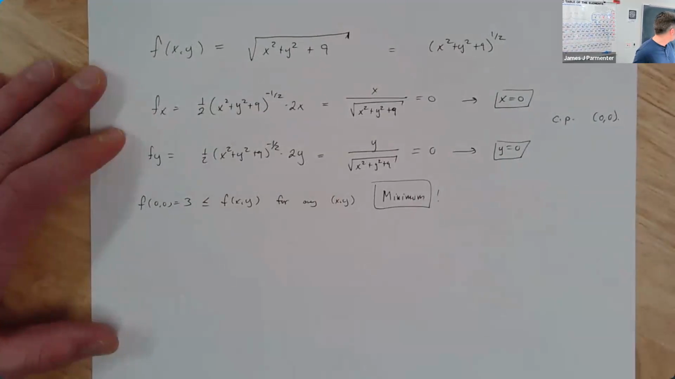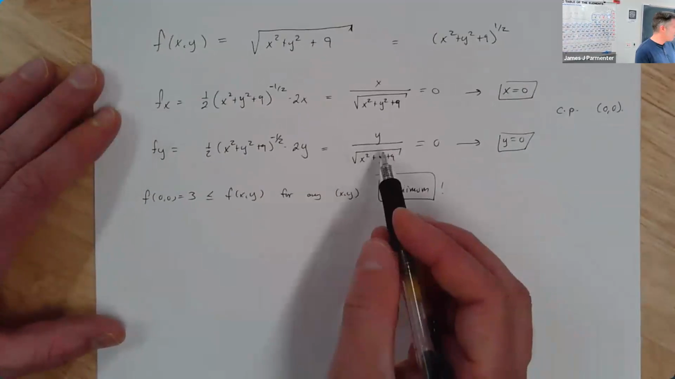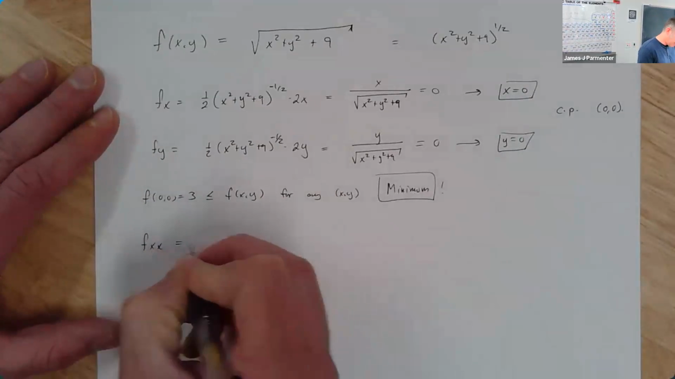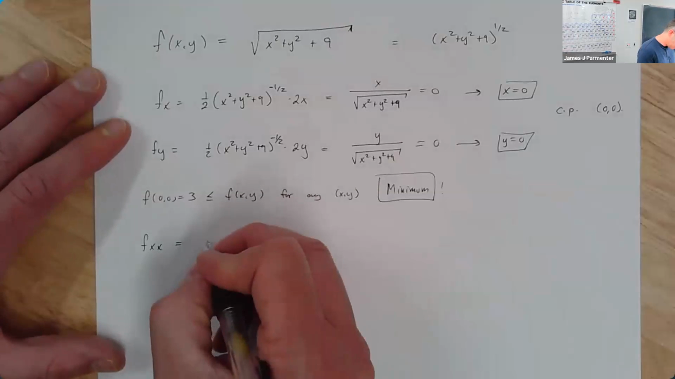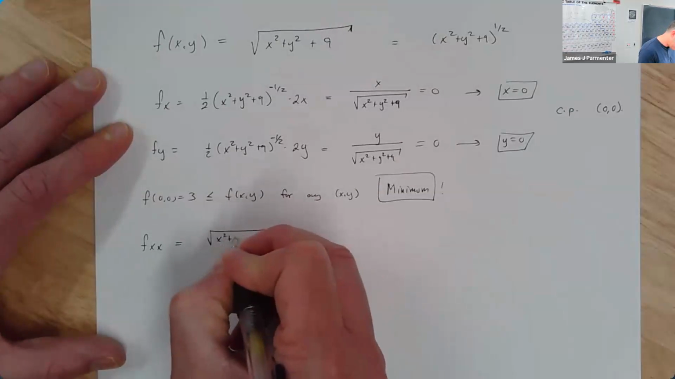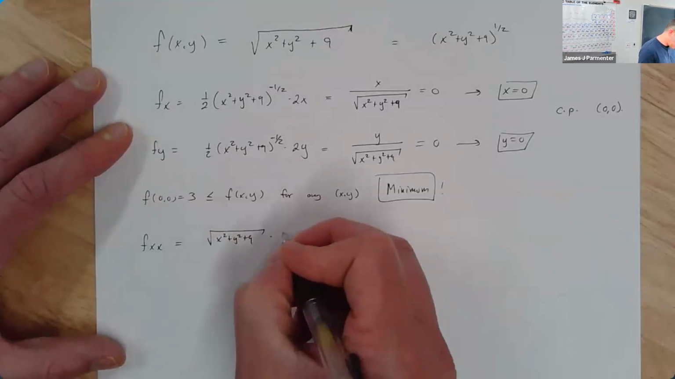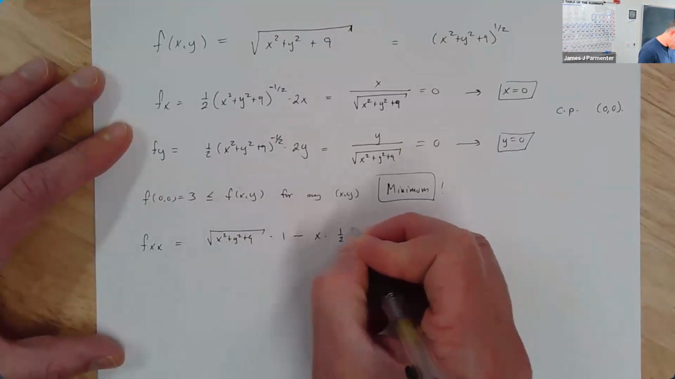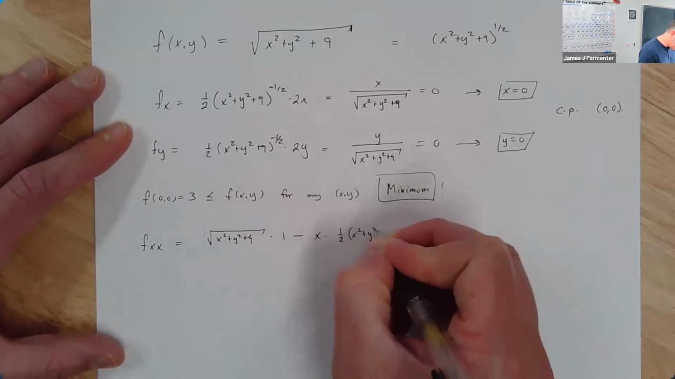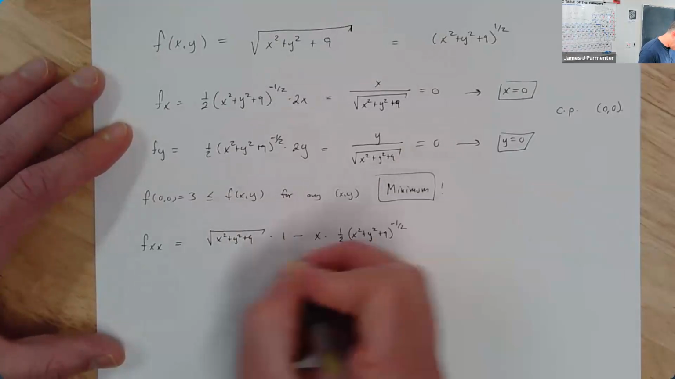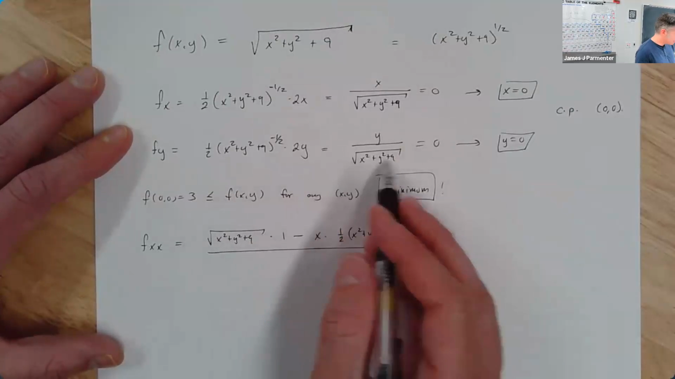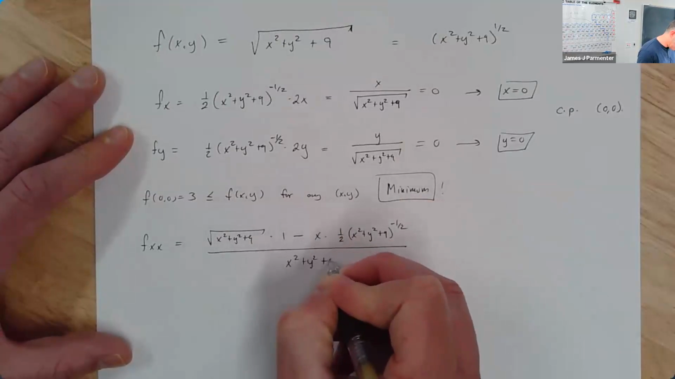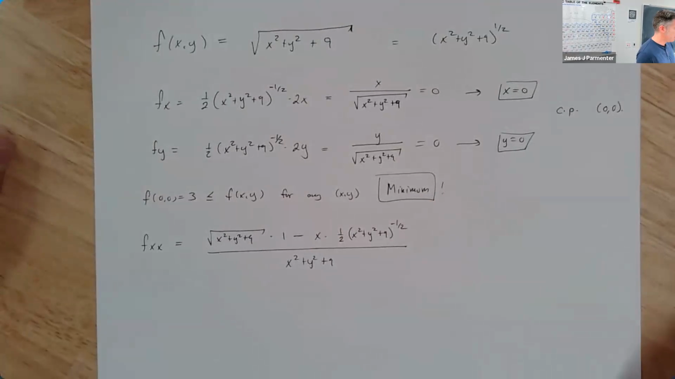But if we want to do it the more standard way, we've got to take some second partials, which I'm not super thrilled about, but we're going to do anyway. So let's find f_xx. I'm going to use the quotient rule. This is going to be the bottom times the derivative of the top, which is 1, minus the top times the derivative of the bottom, which is 1/2 times (x squared plus y squared plus 9) to the negative 1/2, all divided by that stuff squared, which is just x squared plus y squared plus 9. That's gross.